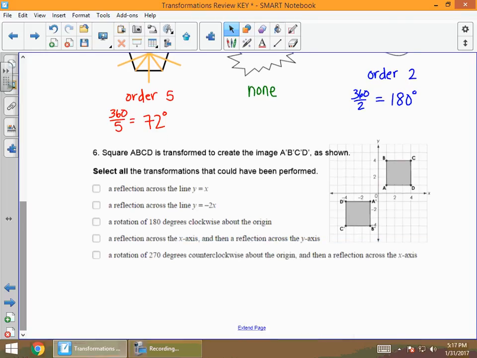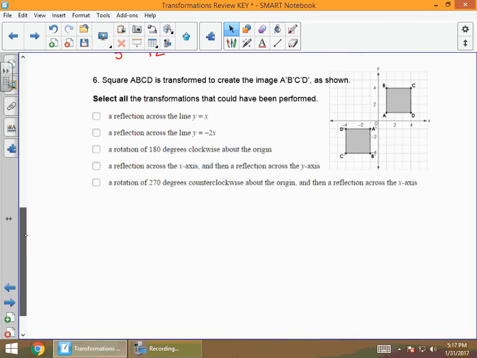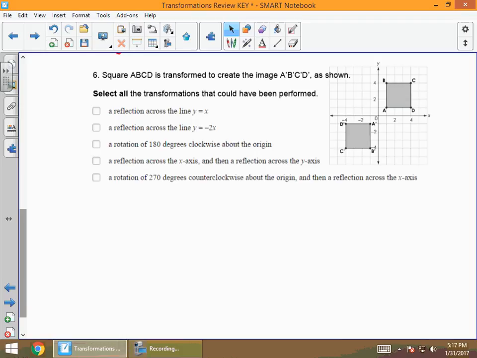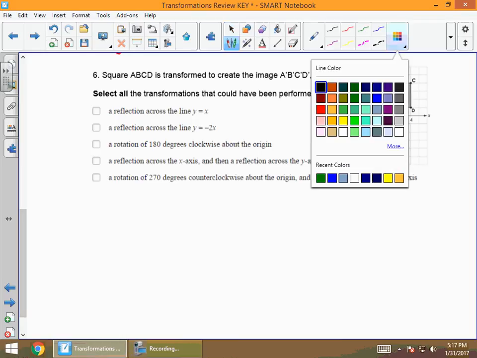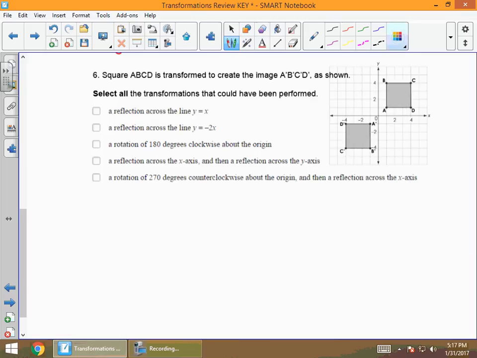And the last one, question number 6. Question number 6 says, square ABCD is transformed to create A prime, B prime, C prime, D prime as shown. Select all the transformations that could have been performed. And we don't know which ones they are, so we're just going to have to pick and choose which ones it could have been.